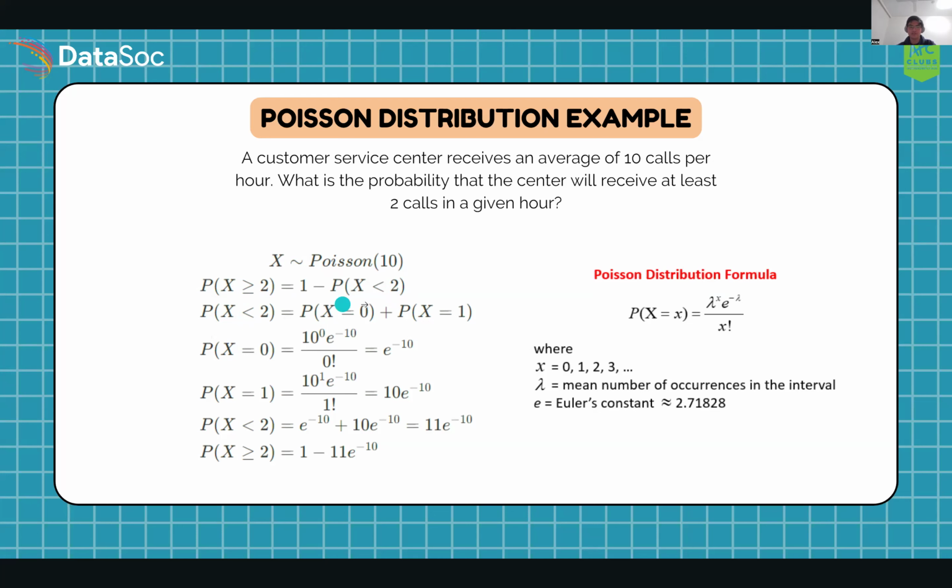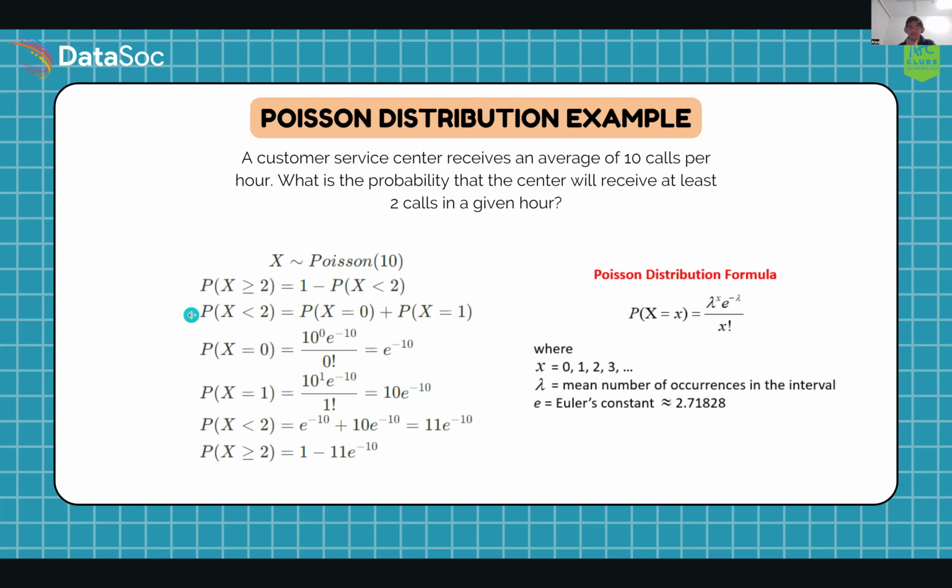And we can plug this in, x equals 1, into the Poisson distribution formula, which states that the probability that x equals a certain value is lambda to the power of x times e to the negative lambda over x factorial, where x is 0, 1, 2, 3, up to infinity. Where lambda is the mean number of occurrences in the interval, as we stated before, and e is Euler's constant.